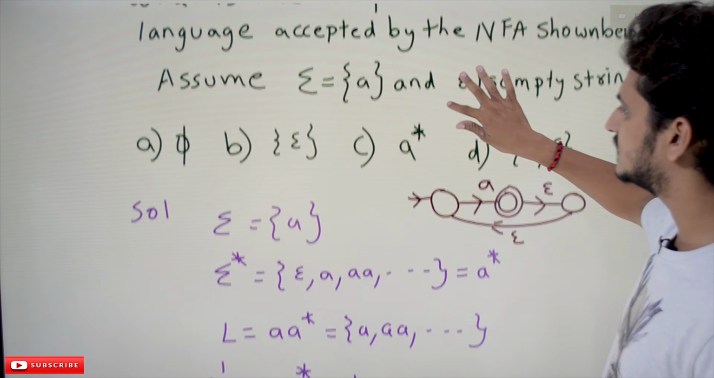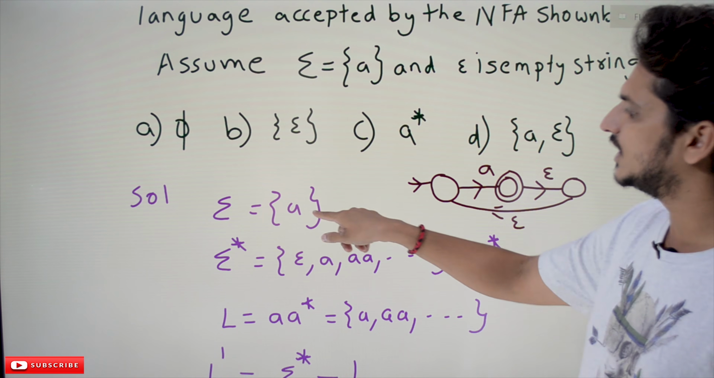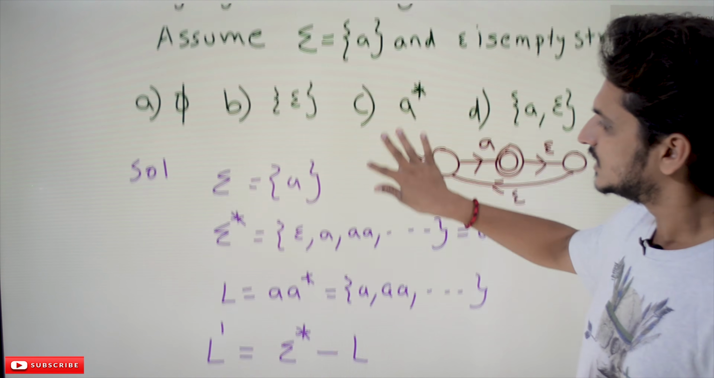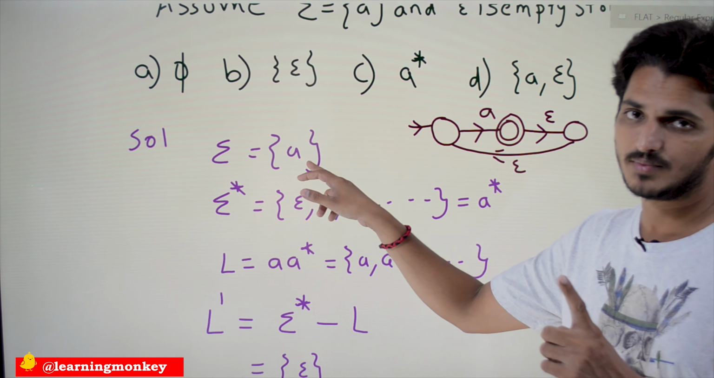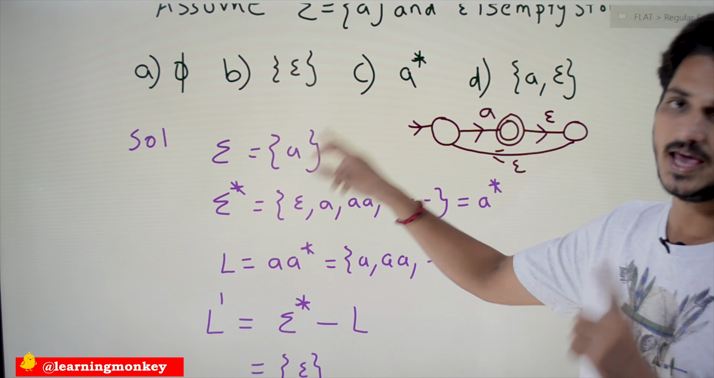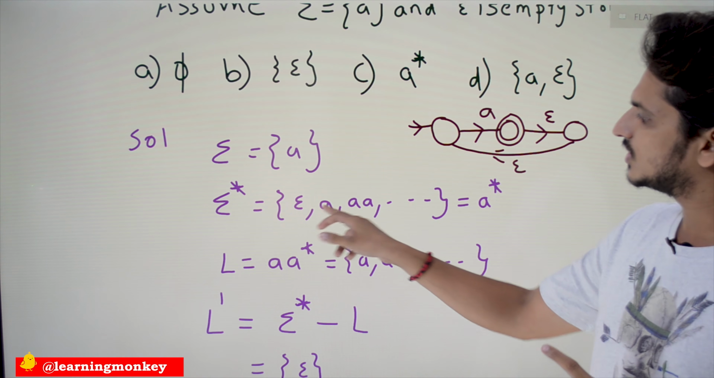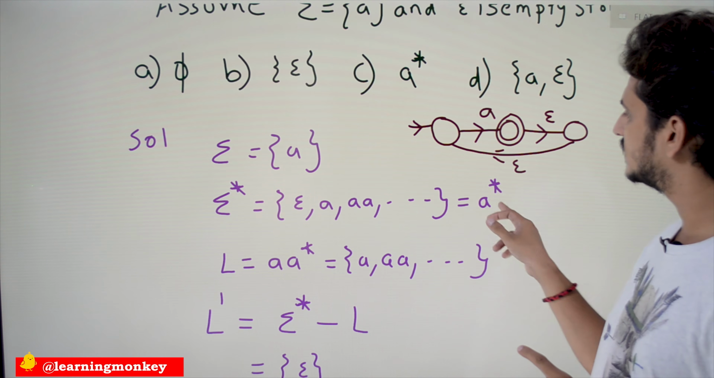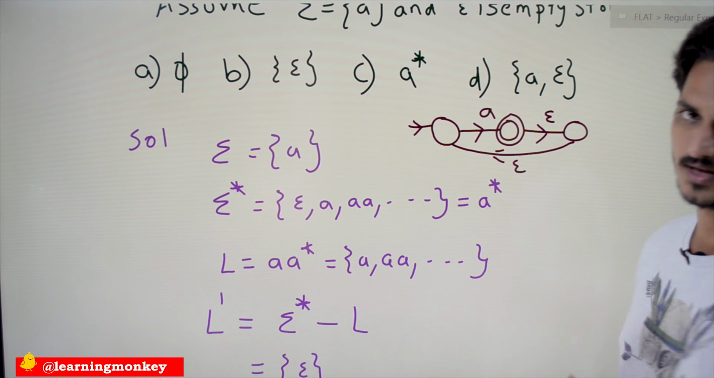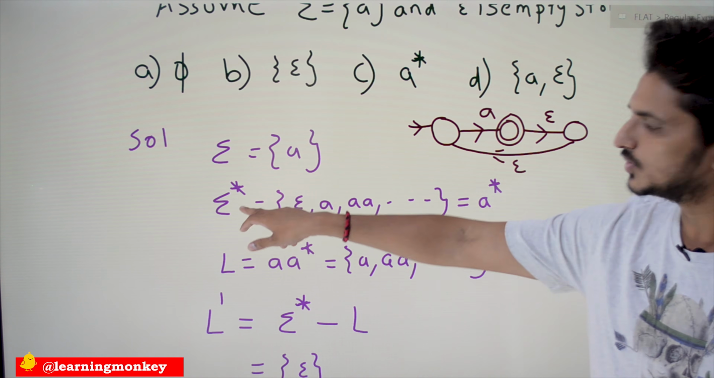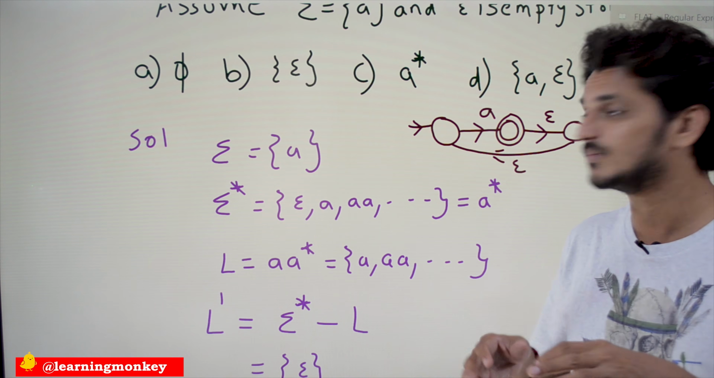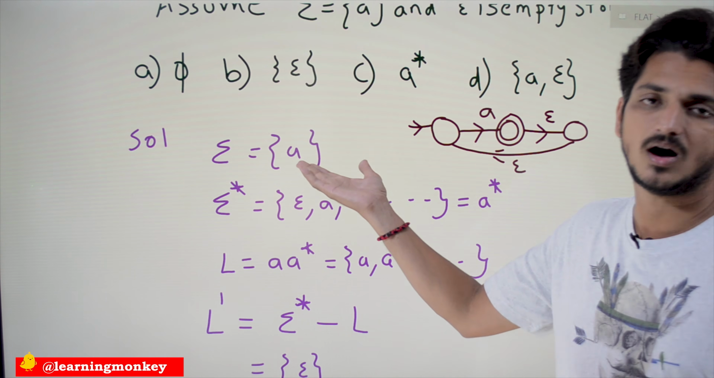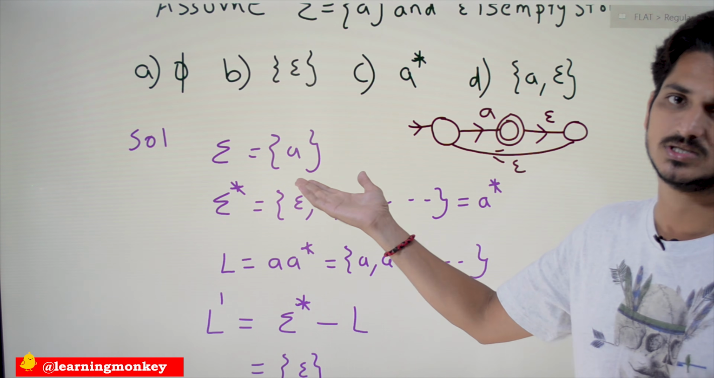So what this is saying is sigma. This sigma means input alphabets. So sigma star means we have only one alphabet, so that's why it is written as A star. A star means epsilon, A, and so on. So sigma star means the set of strings that are generated by the given alphabet. That is what sigma star means.